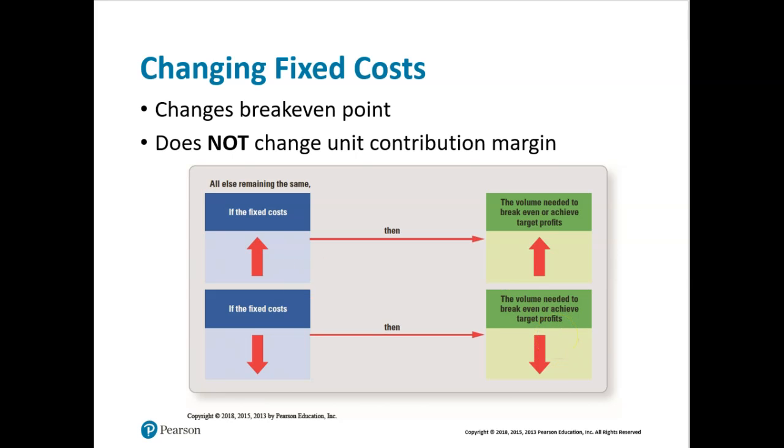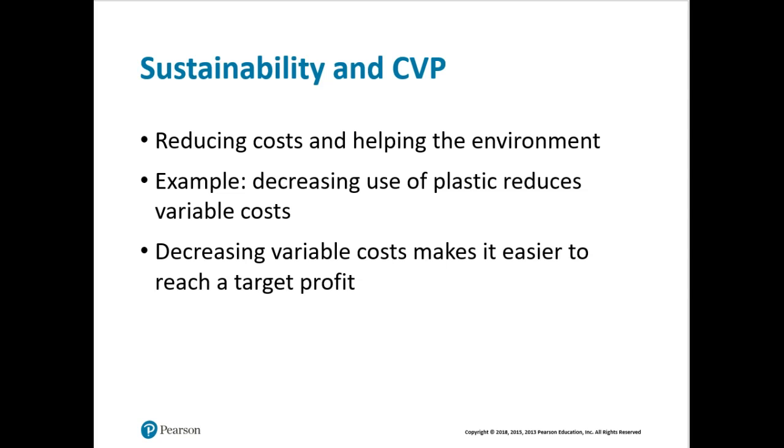For sustainability, this reduces costs and helps the environment. If you decrease the use of plastic, that might reduce your variable costs, and decreasing variable costs also makes it easier to reach your target profit. So this is the type of analysis that's done when you're trying to improve sustainability in a company.